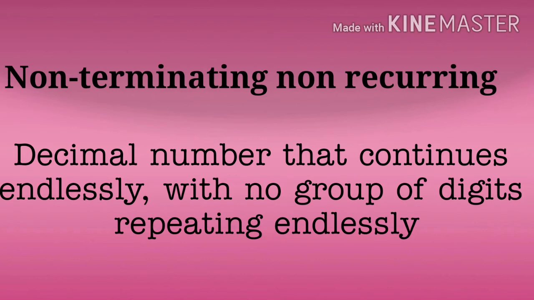with no group of digits repeating endlessly. Which means what? In that decimal expansion, after the decimal point, the numbers continue endlessly. But there are no numbers or groups of digits repeating endlessly.